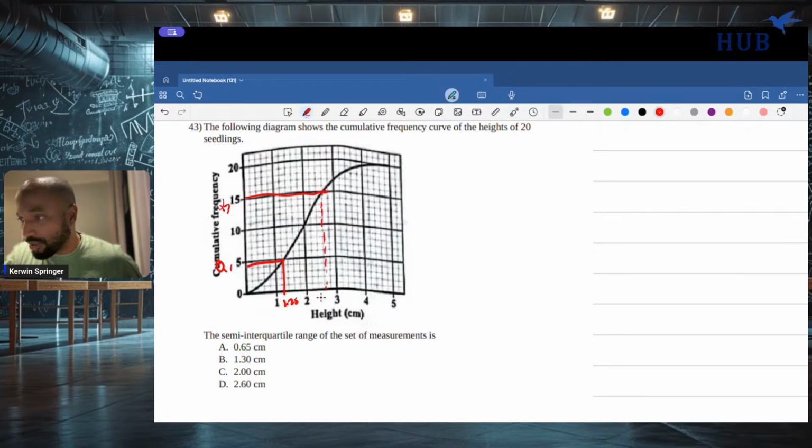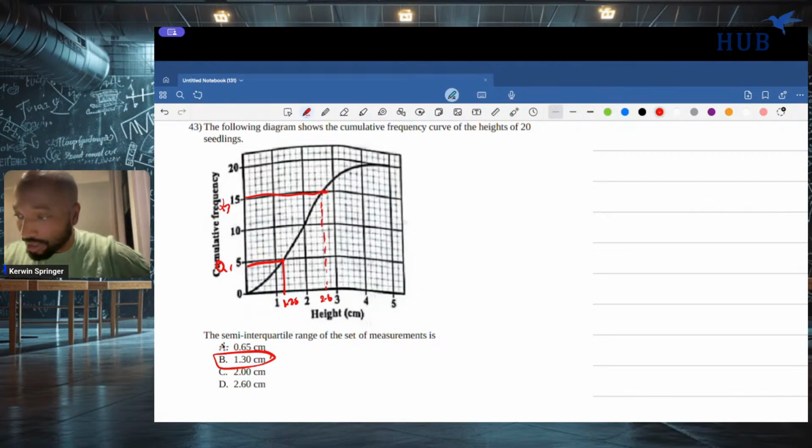And it's looking like about 2 point something, a little extra. It's not 7.5, but maybe like 2.6. Subtract, you get about 1.35, 1.3. So B is the answer. Just a little over 1 is the interquartile range.